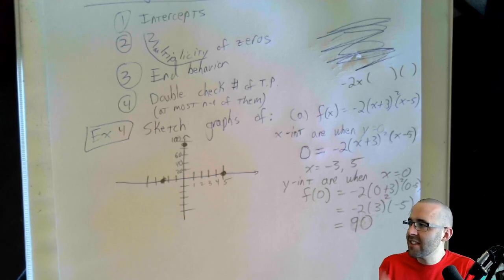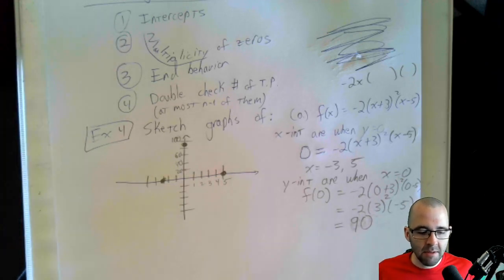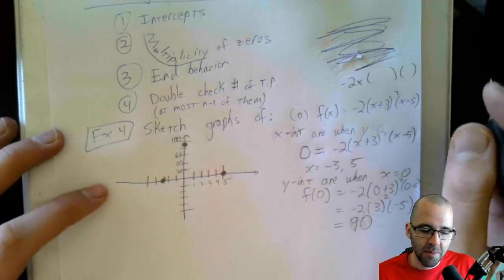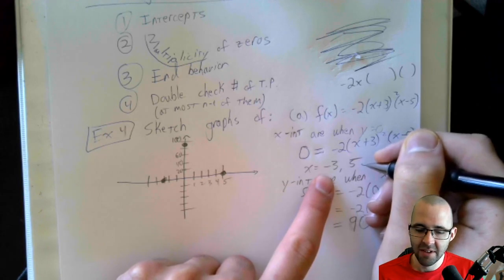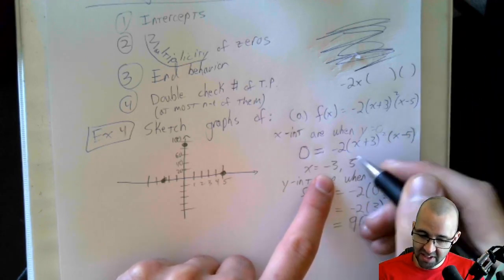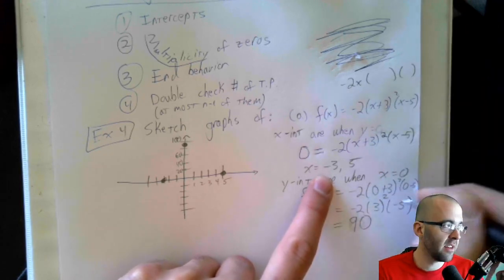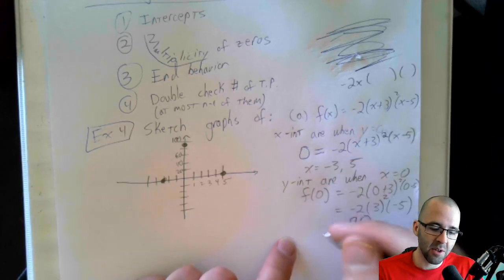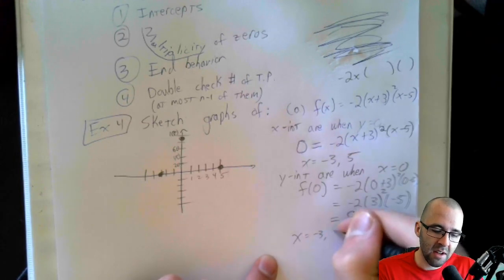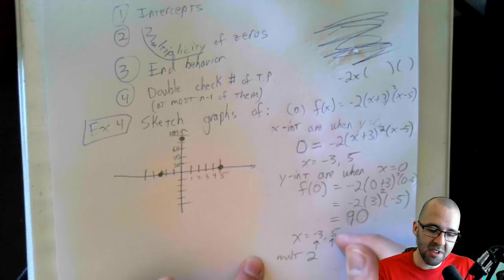So we finally included the x-intercepts and the y-intercepts. And now we can look at the multiplicity of the zeros. All right? So we found the x-intercepts. They were -3 and +5. The multiplicity of this 0 is 2 because it's got that hard to see exponent. Our zeros are x equals -3 and +5. This has multiplicity 2. And this has multiplicity 1.